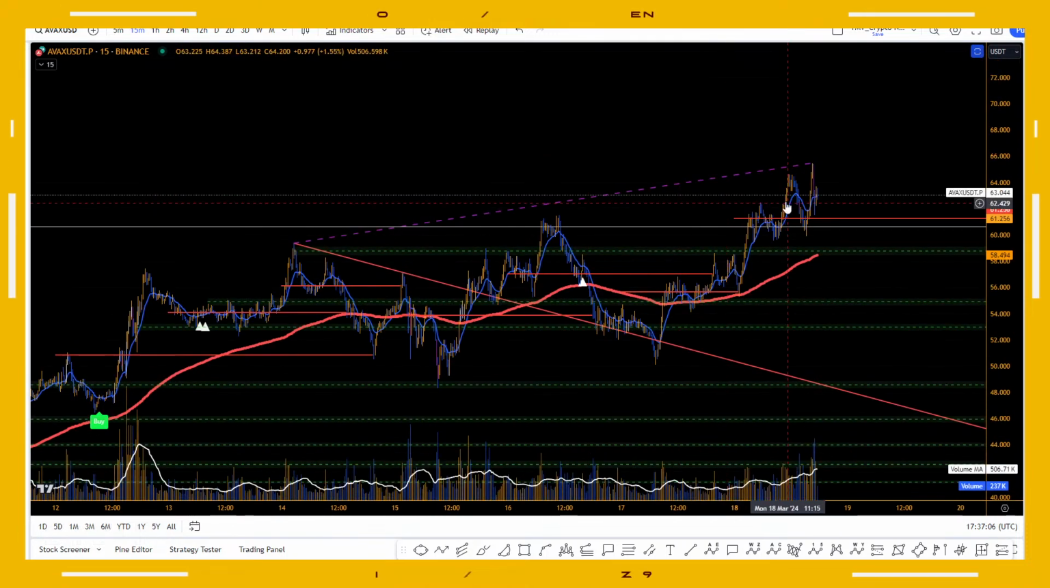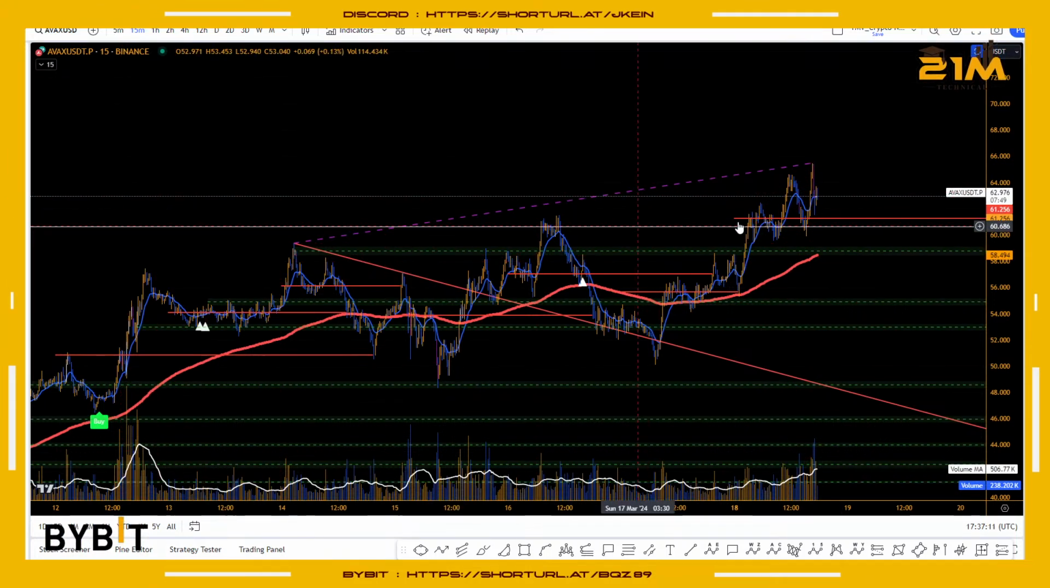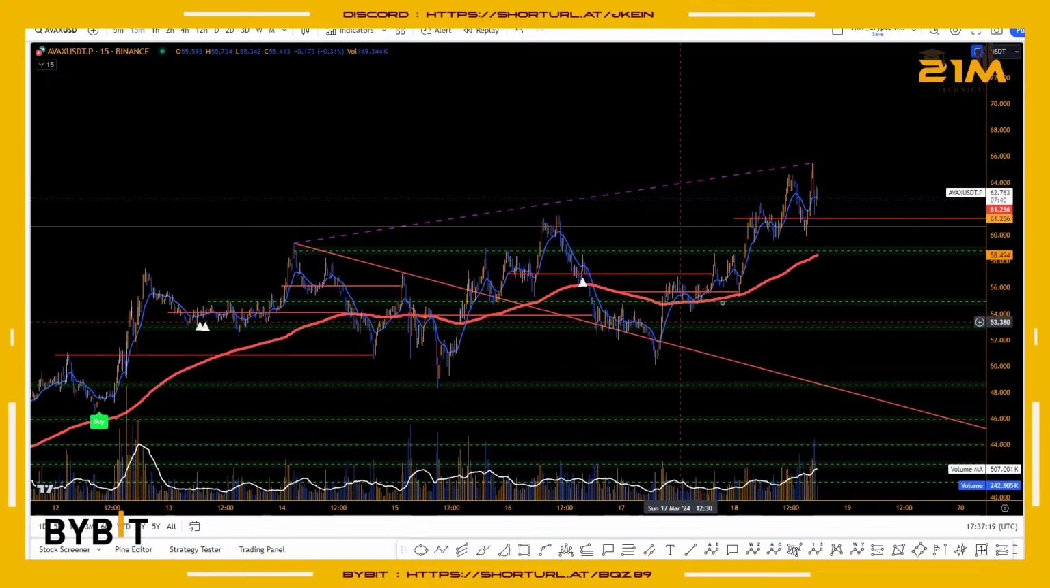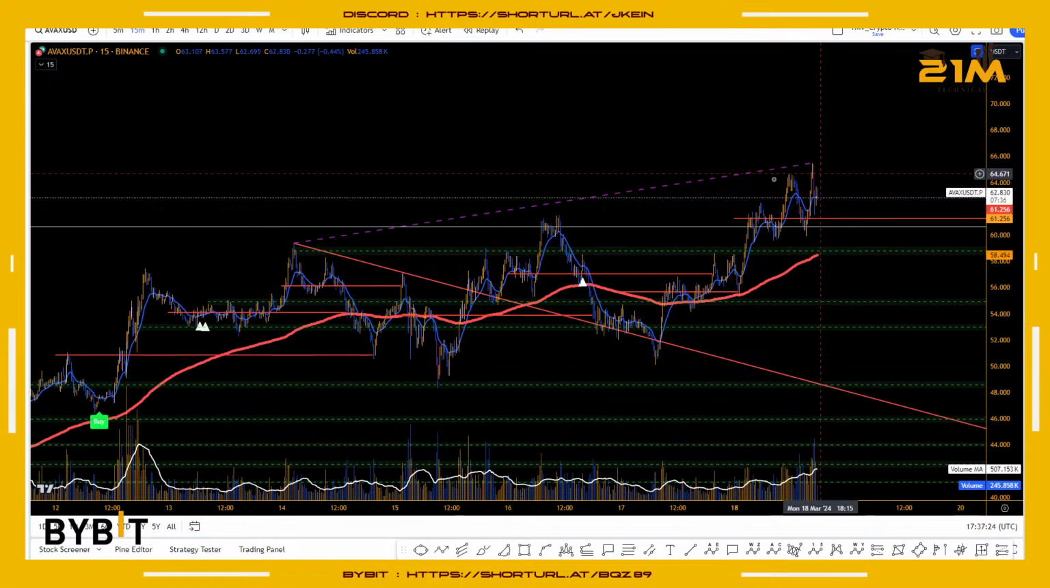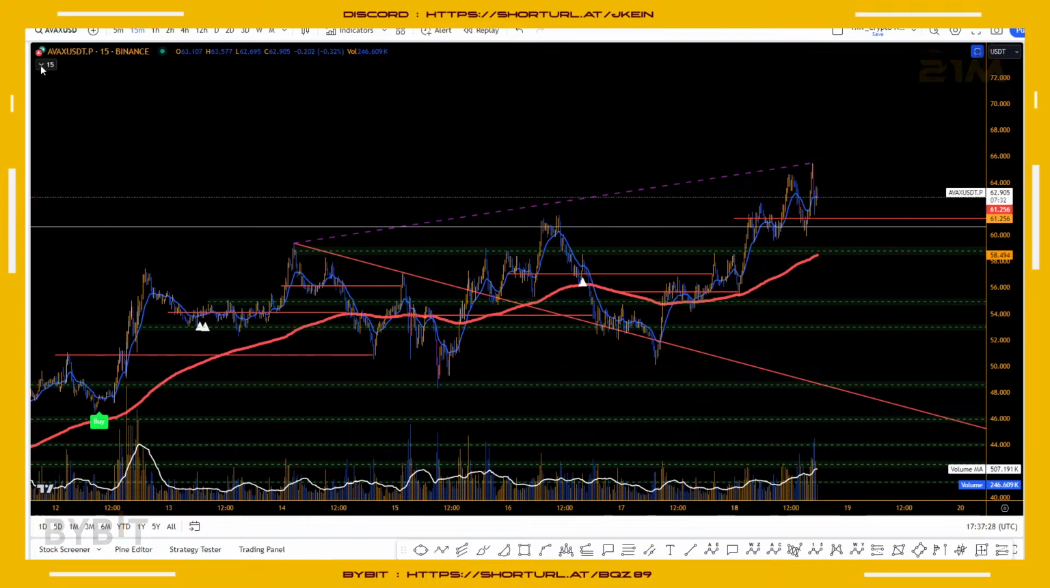So RNDR is definitely in a strong uptrend, went to 63, but what I'm seeing here is a very interesting three drive pattern. So we need to be slightly careful. Over here with the AVAX, looking at this structure as well, we have nice big red candles with an engulfing candle. So just have to be slightly cautious if you're looking for longs.